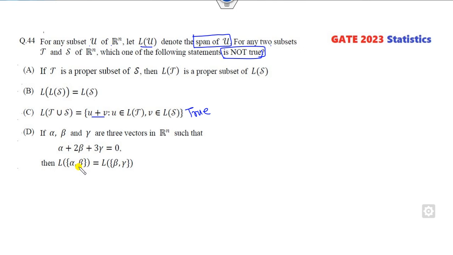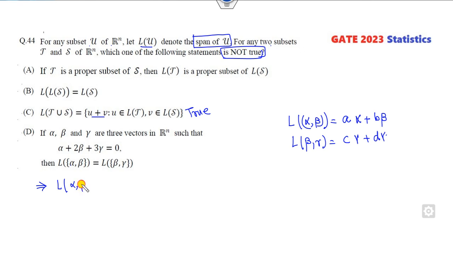Look at this. Okay, span of alpha comma beta. What is the meaning of that? You have to write this as a linear combination of this. L of beta gamma I can write as this. Now the two sets are equal when one of them is contained in the other.